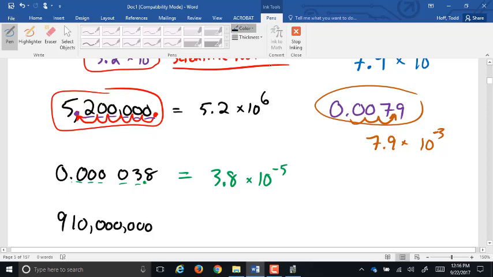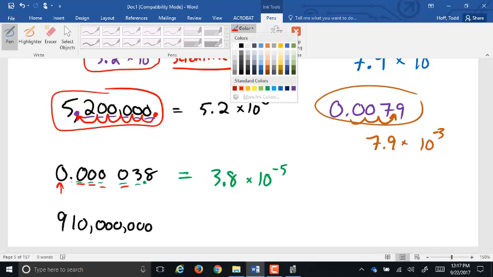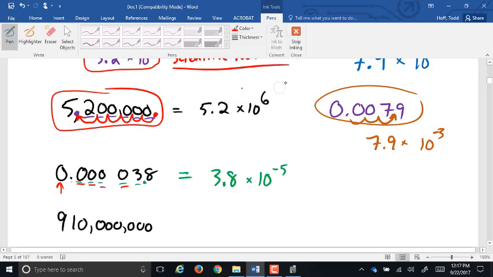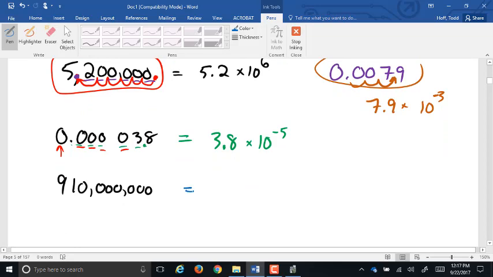Not quite though. You got to be very careful with that because it is only 4 zeros here. This one up here, that can work as long as you make sure you put that 0 on the front of it. So 910 million. Where's my decimal point going to go? 9.1, right? Yep. And 10 to the 1, 2, 3, 4, 5, 6, 7, 8.